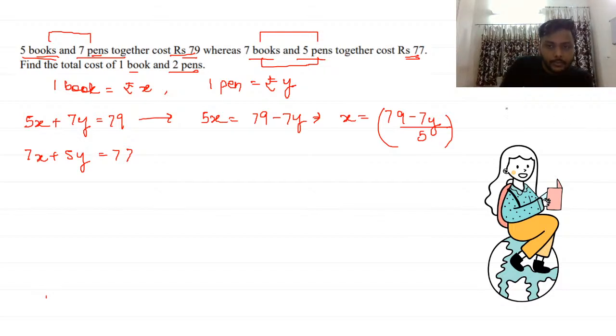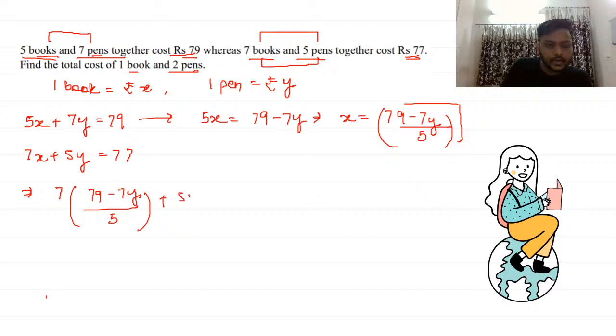Now I'm going to put this value of x in my second equation, and my second equation will then become 7 times x, that is 7 times 79 minus 7y upon 5, plus 5y is equal to 77, correct? Can I say this, everyone? Are we clear till this point? You got the point? Okay, let's move forward.